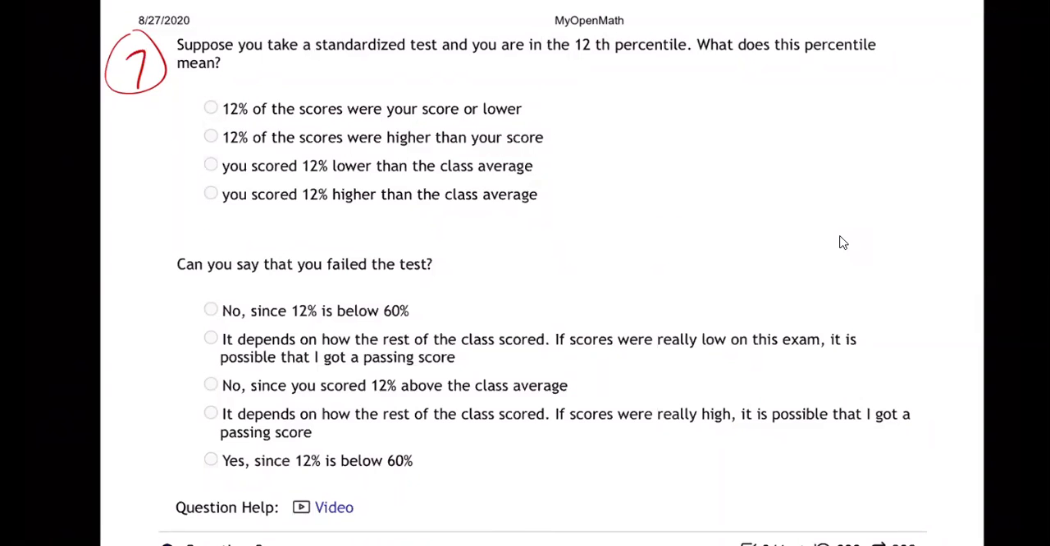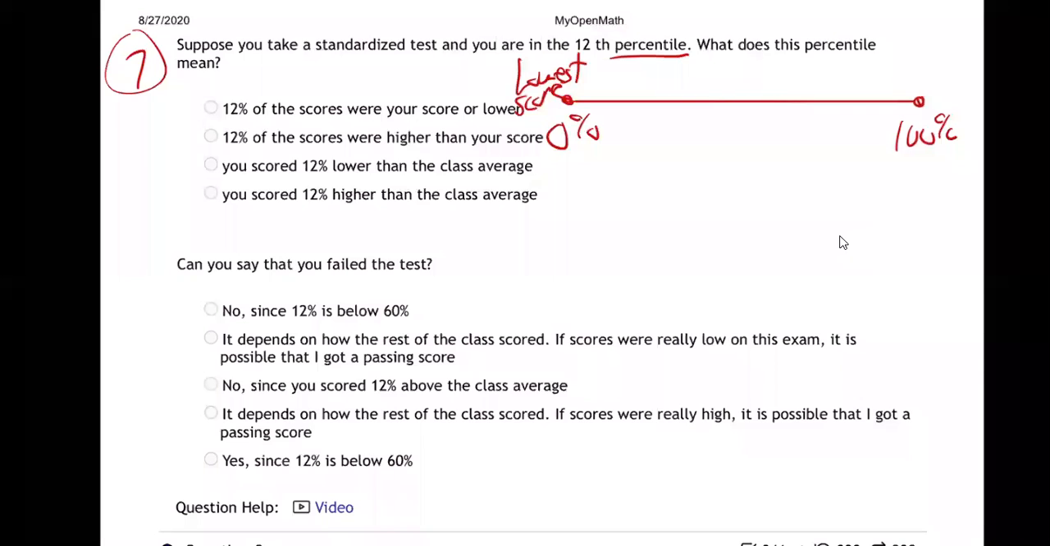Remember, this is all about percentile and its meaning. So if you get in the 12th percentile, remember what percentile is. It's a ranking from 0% to 100%, right? It's a ranking system where we put the lowest score here at 0% and the high score at 100%. And we just tell everybody where they rank percentage-wise compared to the other people in the class.